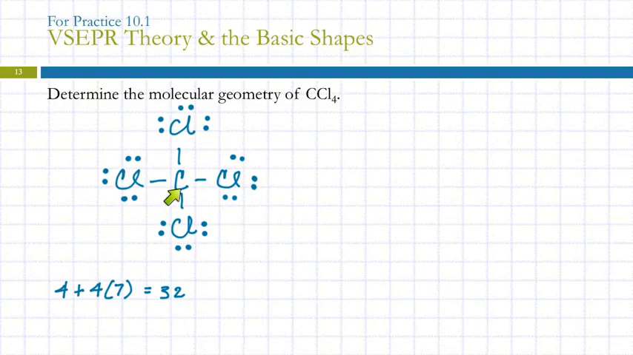What we're going to do is look at the central atom and ask ourselves, how many electron groups are attached to the central atom? 4. There's 4 single bonds. And so then we think, well, what do 4 balloons do when we tie them together? What shape do they make? The tetrahedron. So the molecular geometry here is tetrahedral.